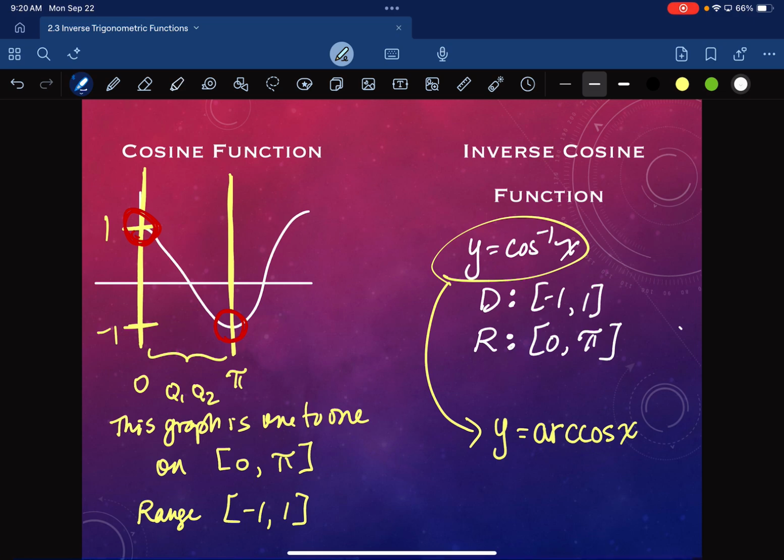The window that this restricts to always is from 0 to pi. And 0 to pi, when these are my values, on a unit circle are in quadrant 1, on the positive x-axis, all the way over to quadrant 2 on the negative x-axis. So that's why it's quadrants 1 and 2. Okay, and we can do that for all the trig functions. Cosine just happens to be 1 and 2.